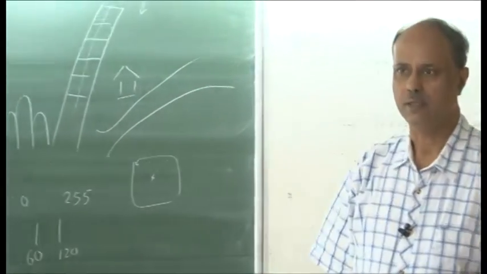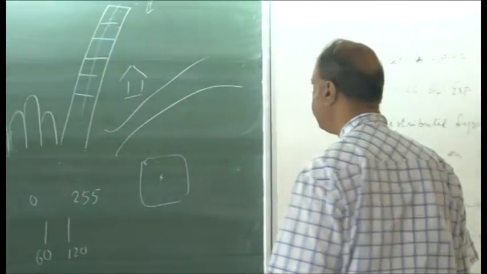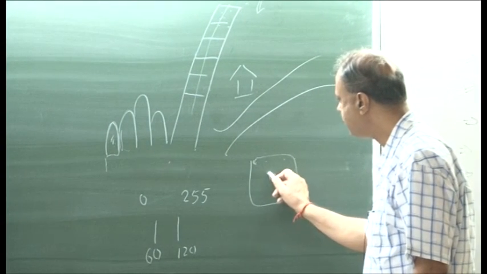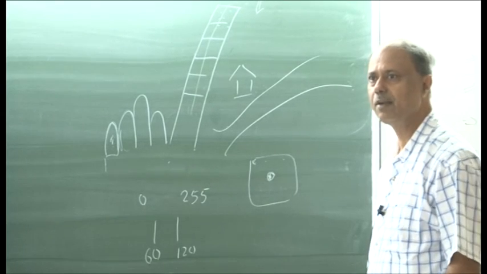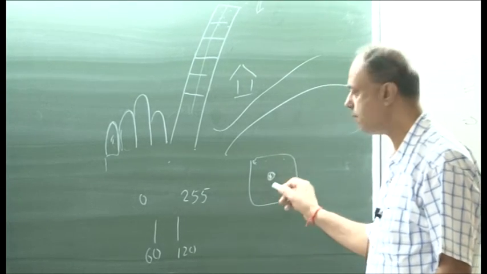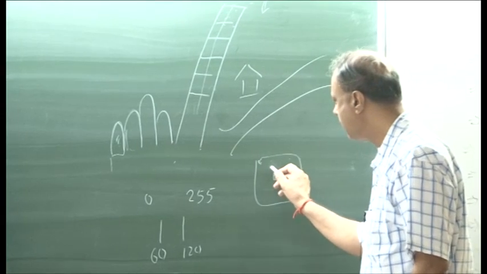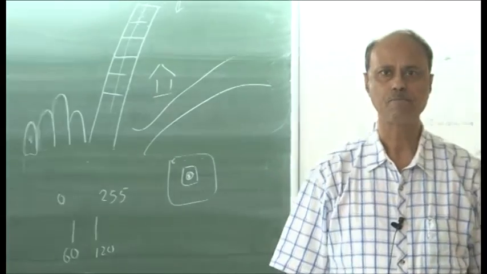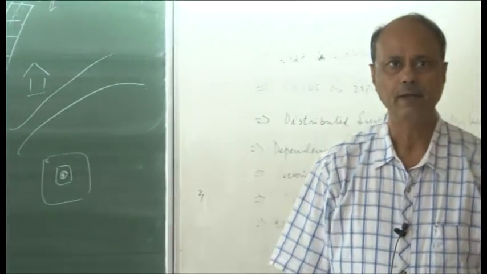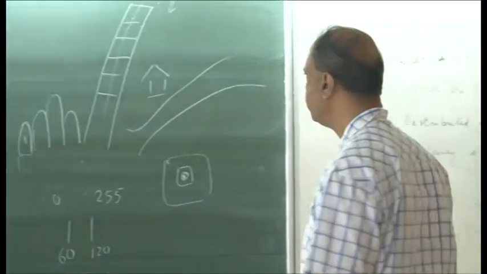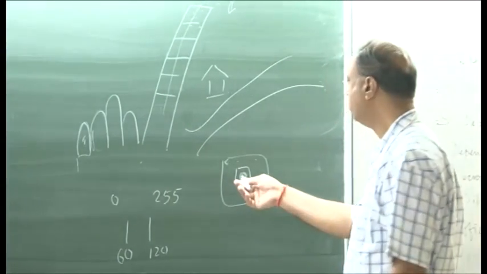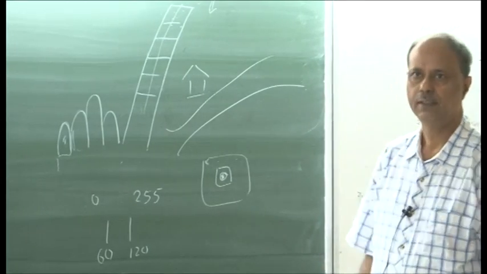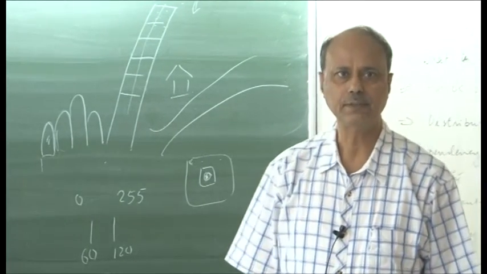Then comes local. This operation is different from the point operation in the following respect. To estimate a pixel's intensity, or to obtain some operation or performance on this intensity, I will take the help of some neighboring pixels. Okay, I will take the help of some neighboring pixels to obtain the intensity value of a pixel. So, that is your local operations.